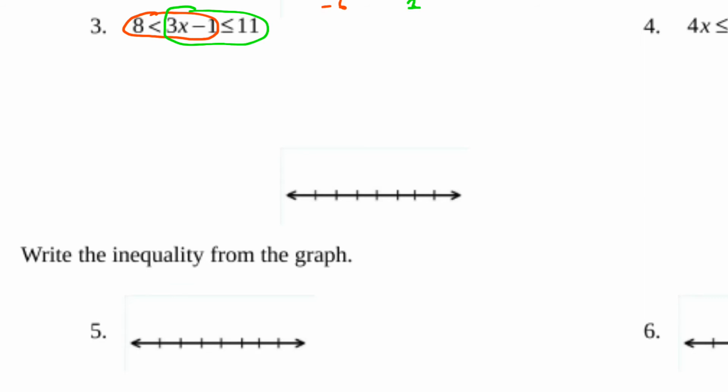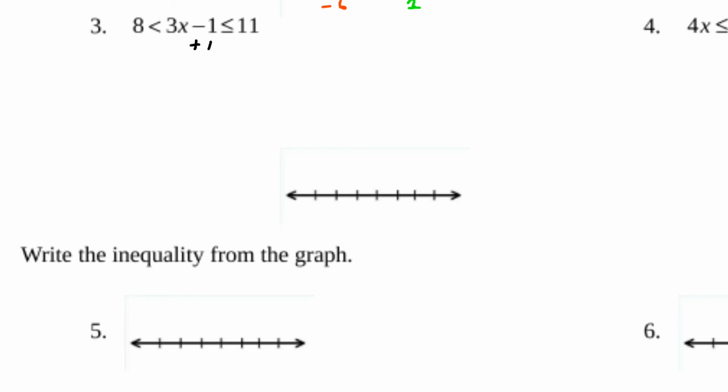So let me erase what I circled here. Really just keep in mind that we're really solving two inequalities that are connected with the word "and". All right, so how we're going to do this is we're going to solve them both at the same time. So what we're going to do is we want to get this x term right here, this 3x term, we want to get that by itself. So what we would do is we would add 1 because we want to get 3x by itself. So I am going to add 1.